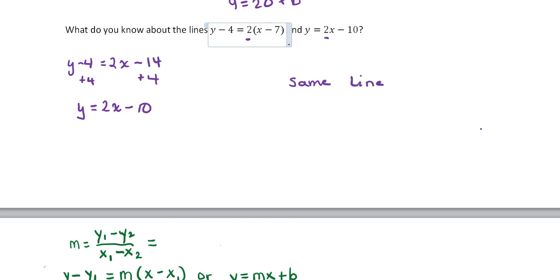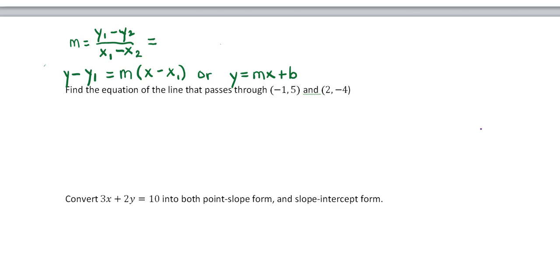All right, moving right along. We are asked to find the equation of the line that passes through negative 1, 5, and 2, negative 4. So the first thing we need to do is figure out whether or not we have information around slope, and then we can just plug in one of the points to have a point slope formula, or whether we need to calculate the slope. And there's nowhere here that we are told the slope. Okay, we're not told the slope here.